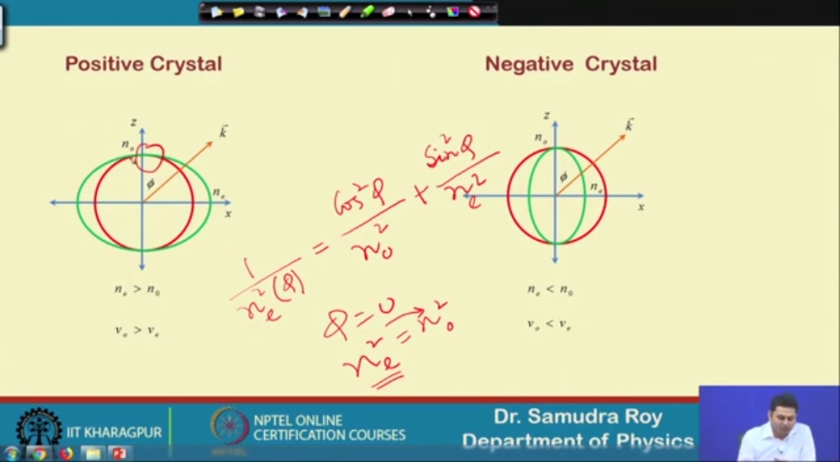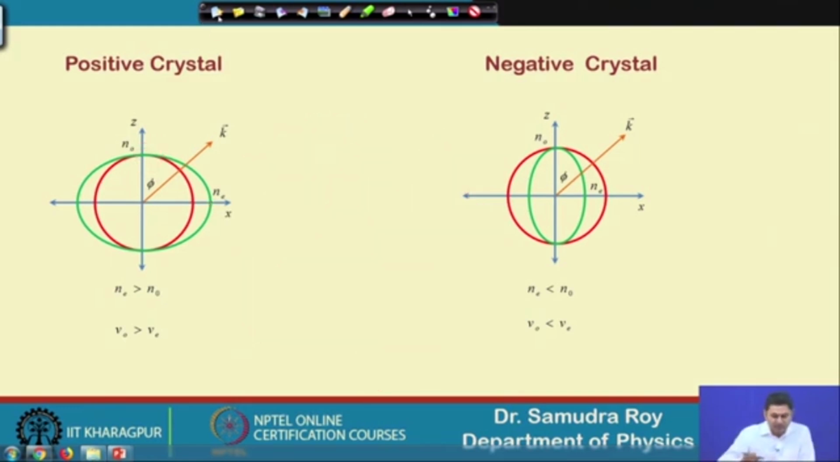On the other hand, when the value of phi is 90 degrees, pi by 2, then the value of this quantity will be equal to the value of this. So, that is the value of the refractive index along the z direction, and there is a difference between this and this, and also NE here is greater than NO. So, that is why this kind of crystal is called a positive crystal, and this is typically the figure of the index surface for a positive crystal.